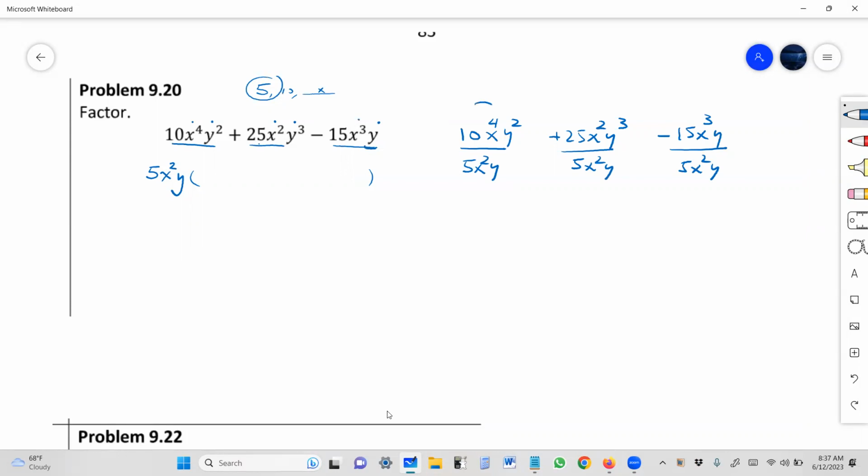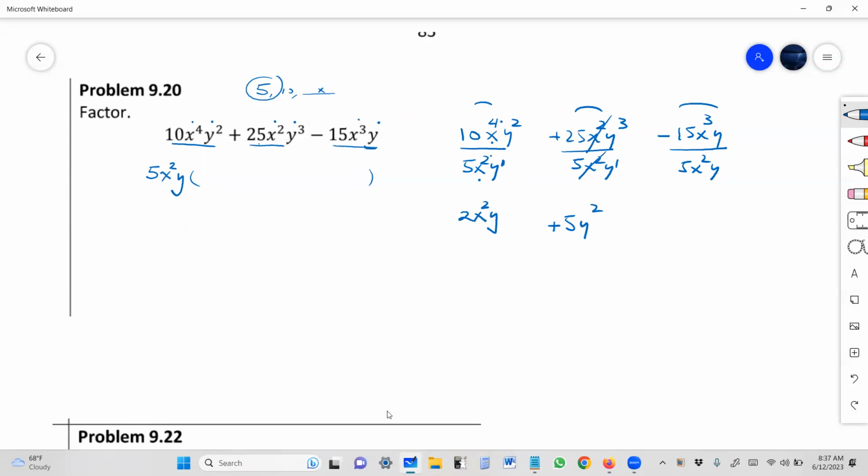First case, 10 divided by 5, 2. x to the 4 divided by x squared. Remember properties of exponents, this is the quotient rule. x squared, right? 4 minus 2. y squared divided by y to the 1. Second one, 25 divided by 5, 5. x squared divided by x squared, they cancel. y cubed divided by y to the 1, 3 minus 1, 2. So y squared, positive, right?